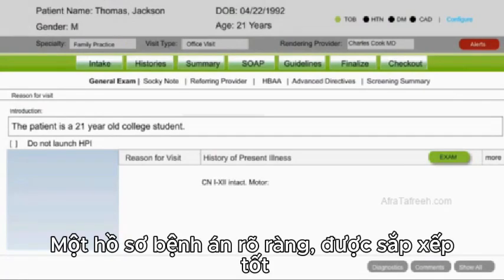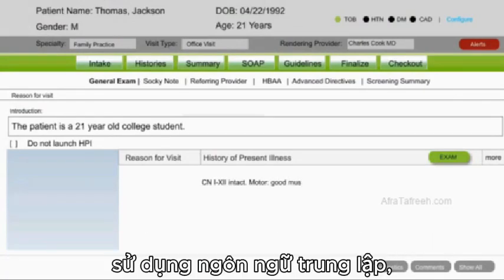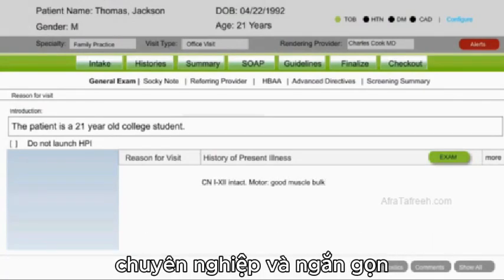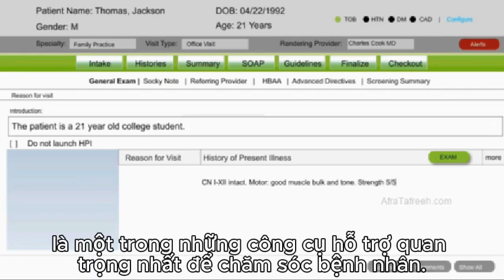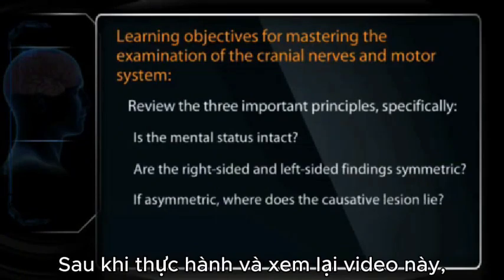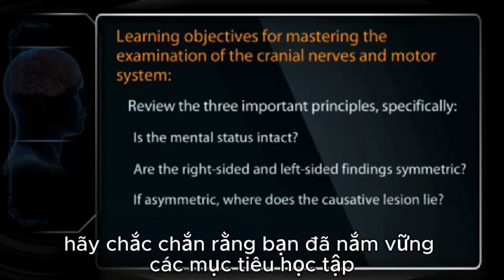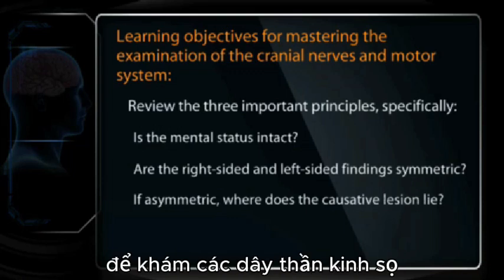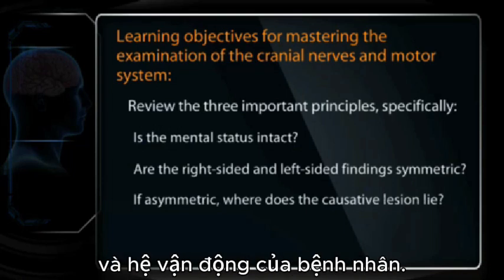A clear, well-organized clinical record, employing language that is neutral, professional, and succinct, is one of the most important adjuncts to patient care. After practice and further review of this video, make sure you have mastered the important learning objectives for examining the patient's cranial nerves and motor system.